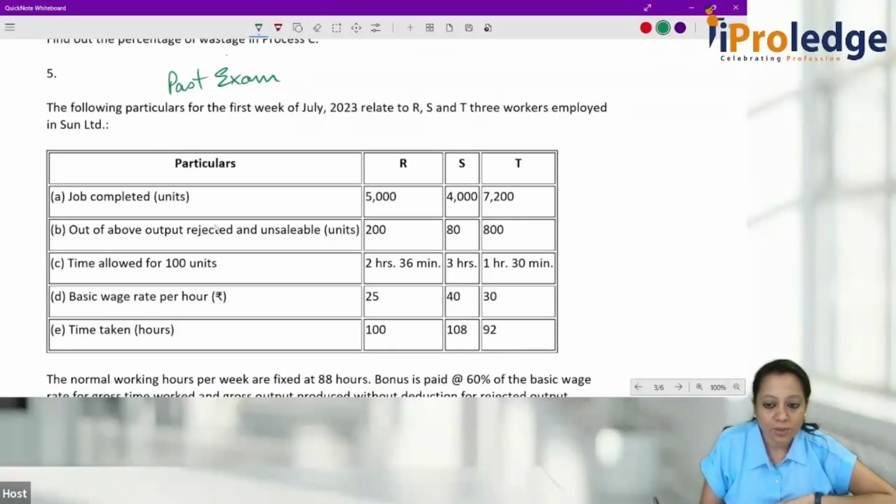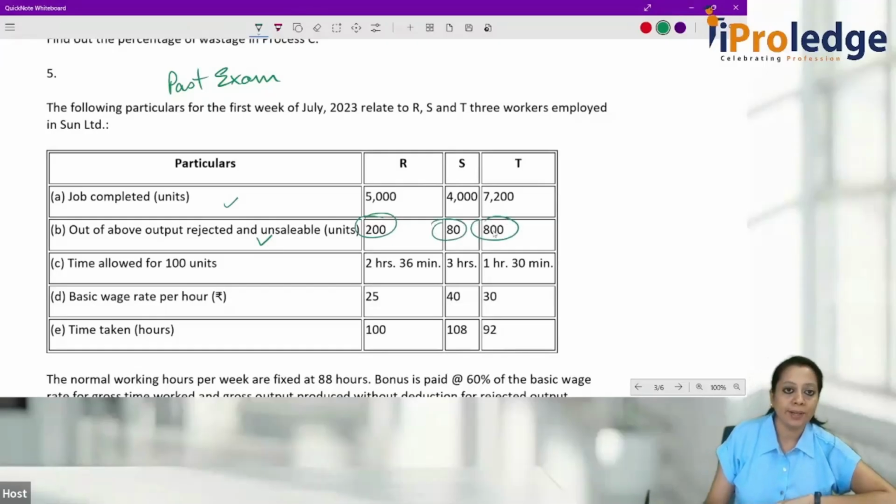So the following particulars for the first week of July relate to RSNT. Three workers are employed in Sun Limited. The number of jobs completed units are given. Out of the above output, units rejected and unsaleable are given to be this much. I will tell you how to treat this. You all know it, but when we are doing it, we will explain. Time allowed for 100 units.